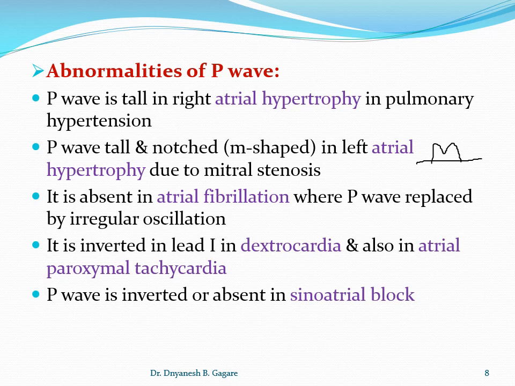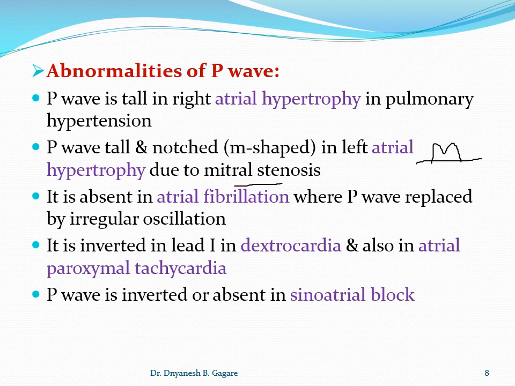What is mitral stenosis? There is a resistance to the blood flow from atria to the ventricle, particularly on the left side, from the left atria to the ventricle. If there is a problem in the mitral valve, meaning the passage becomes narrowed, that creates resistance to the blood flow, and it leads to left atrial hypertrophy. That's why the wave becomes abnormal, tall and notched.